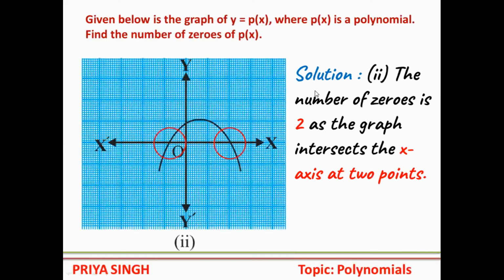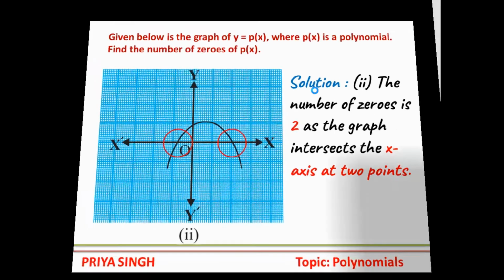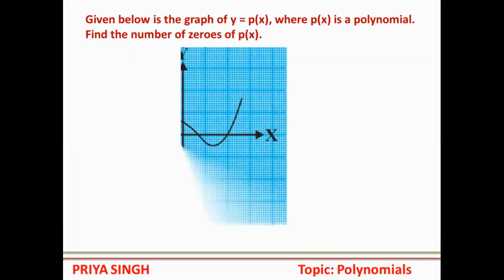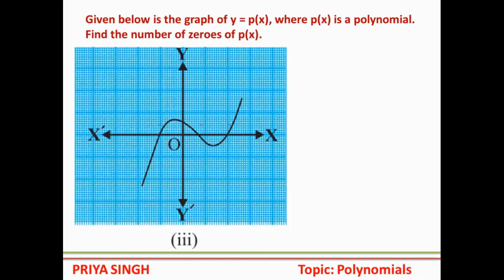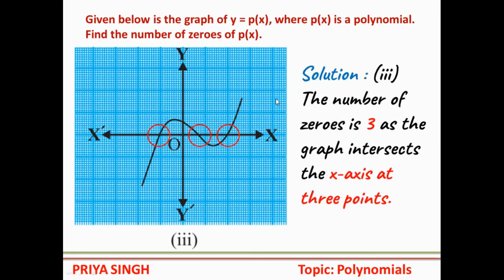Let us consider our third example. In the third example, let us draw the intersection points. We can see there are 3 intersection points. So our number of zeros will be 3, as the graph intersects the x-axis at 3 points.